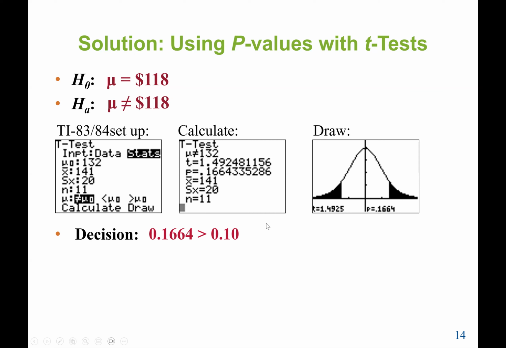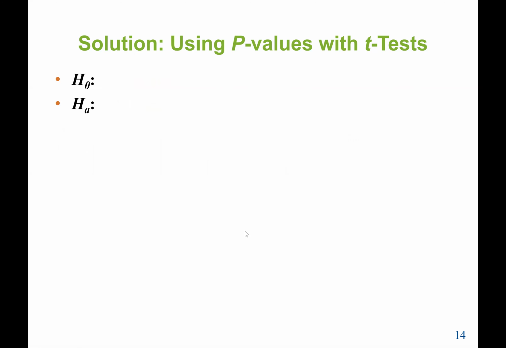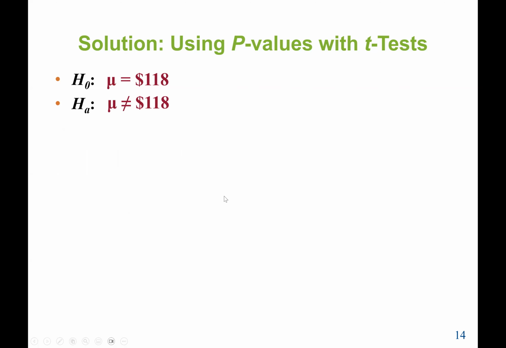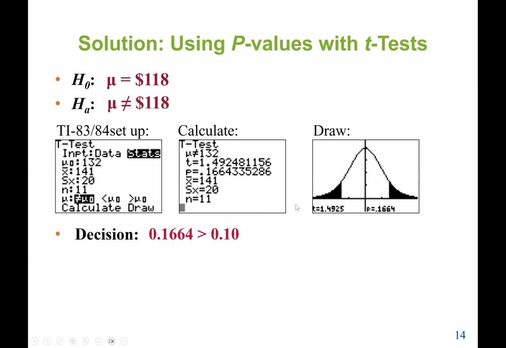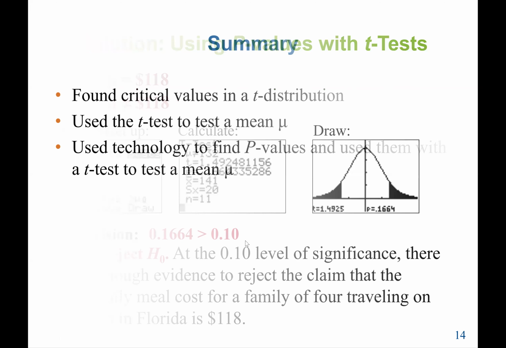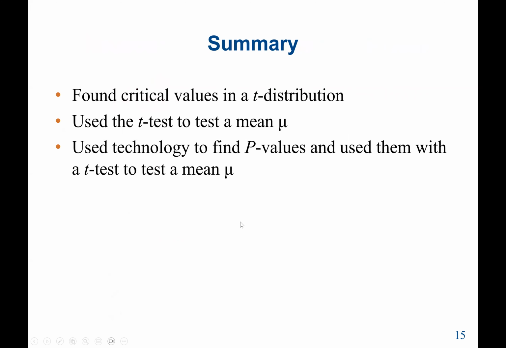So the decision will be: the p-value 0.1664 is greater than 0.10. The alpha here is given to us to be 0.10, 10%. If the p-value is greater than 0.10, then we fail to reject H0. Since the p-value is greater than the alpha value, that will be the conclusion of this lecture.